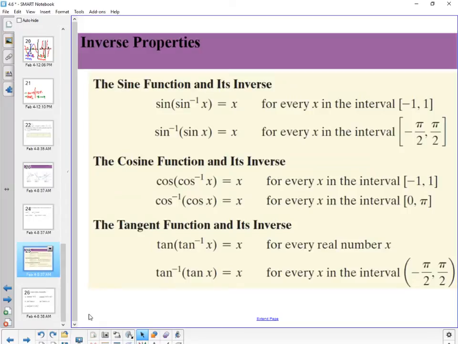There's all 3 of them side by side. Anybody need this? Take a picture.